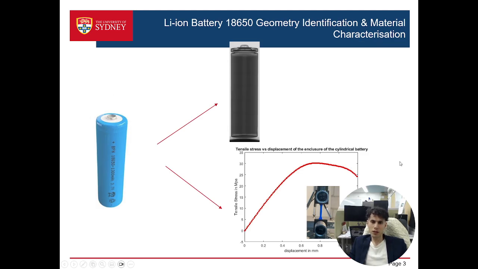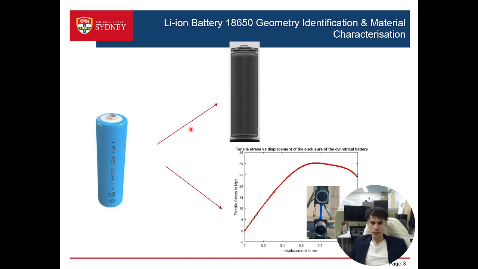Lithium-ion batteries are rechargeable devices widely used in electric vehicles. One of the most common formats is the 18650 battery, named after its dimensions: 18 millimeter in diameter on the cap and 65 millimeter in length or height.